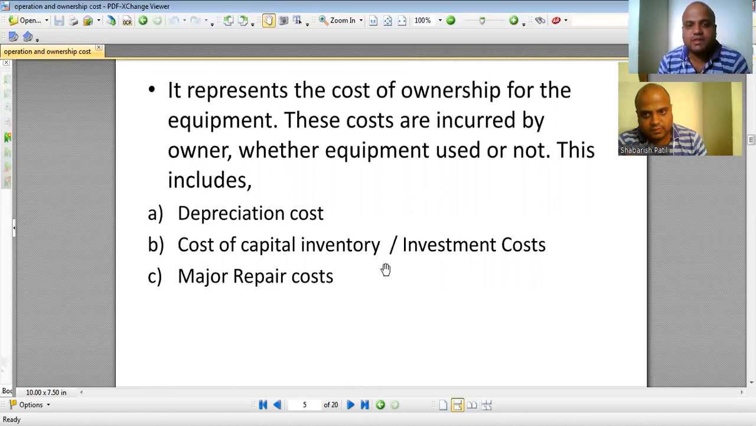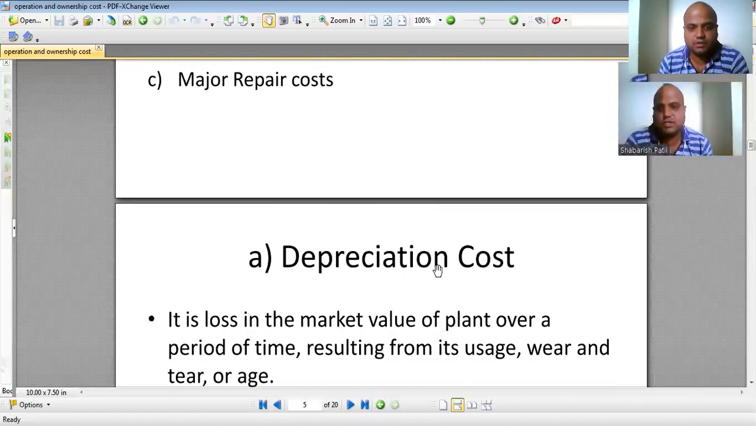And then the cost of capital inventory, or the investment cost, like the taxes and the insurances. In some cases accidents may happen, so we need to compensate for those things. Such types of costs are called investment costs. And then the third one is the major repair cost. Now we'll try to understand one by one how these are supposed to be calculated: depreciation cost, investment cost, and the major repair cost.